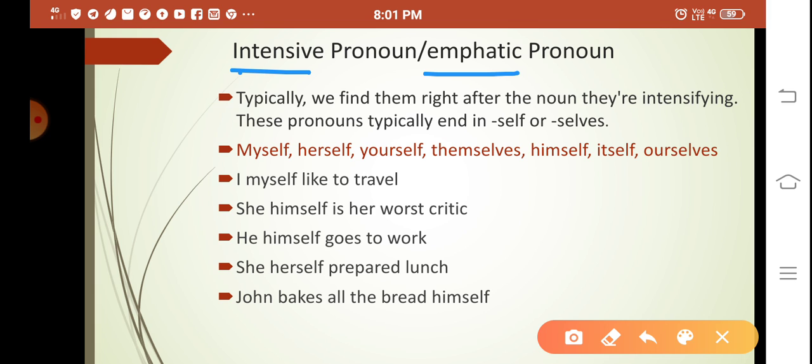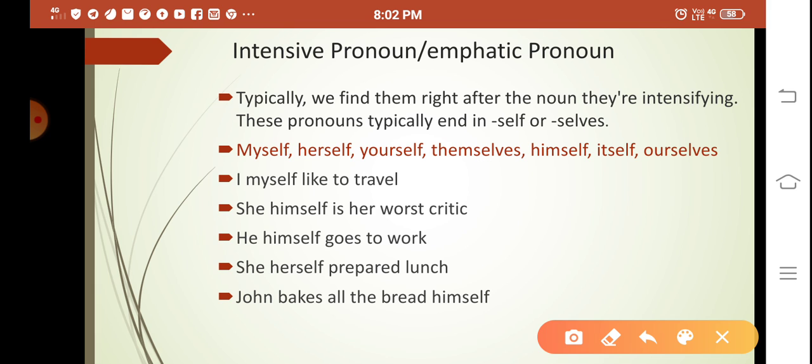We find them right after the noun, or sometimes it can be at the end of the sentence. They actually intensify the noun. They usually end in self or selves. If the noun is singular, then you have to use self. If the noun is plural, you have to use selves. So for example, you have myself, herself, yourself, themselves, himself, itself, ourselves. These are the keywords for you.